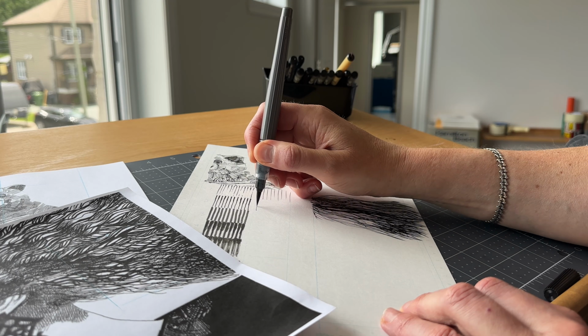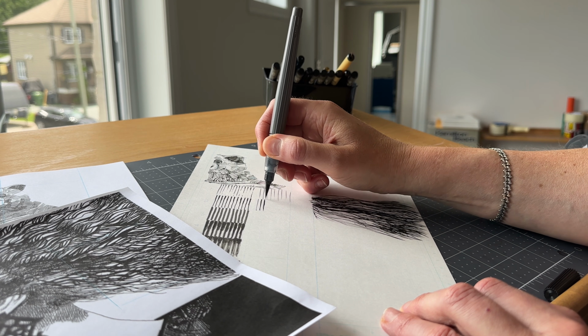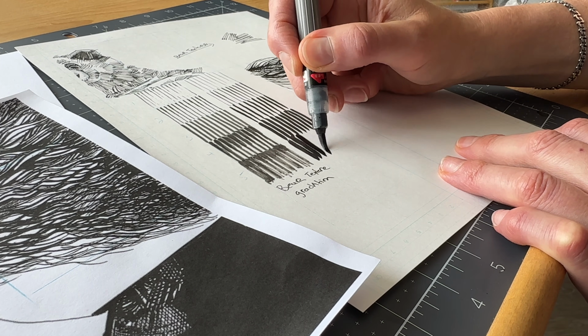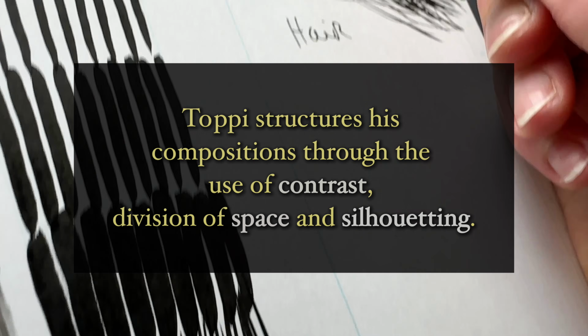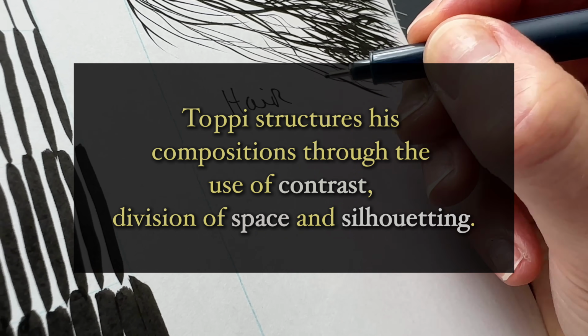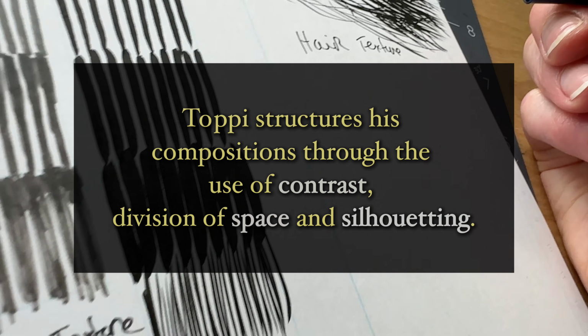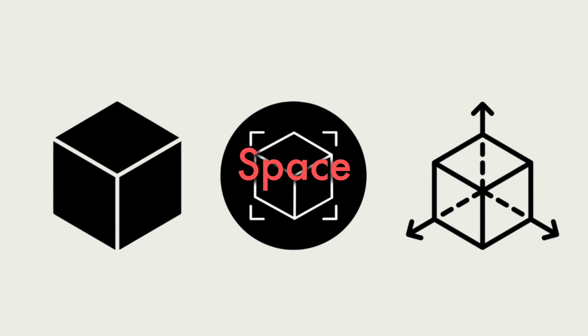Once again, here I'm confirming that a standard scale that fades in tonal values is only somewhat informative to help us make shading decisions for Toppi's style. Toppi structures his compositions through the use of contrast, division of space, and silhouetting. The difference between the lightest value and the darkest value is known as the contrast. Space refers to the illusion of dimension and proportion created within a picture plane.